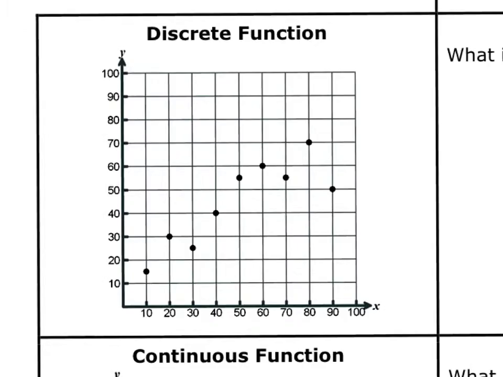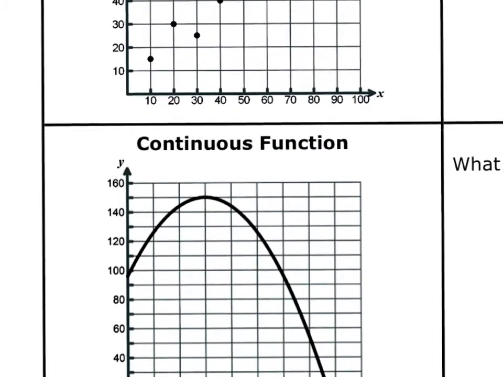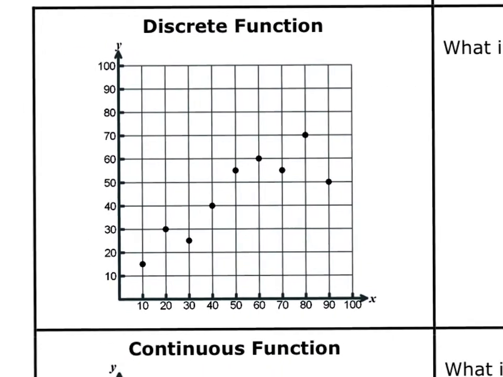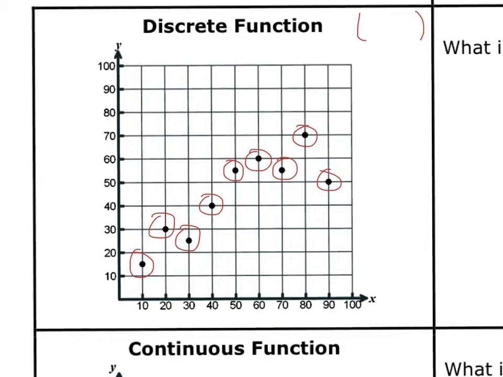Now we see that we have two different examples that we should work through. We have a discrete function and we also have a continuous function. We're going to focus on the discrete function first. So what I would like you to do is identify what all of these points are. What are the ordered pairs that correspond to these points? We have 9 different points here, so I'm expecting you to have 9 different ordered pairs written down. I'm going to do the first 4 with you, and then you have to do the other 5.